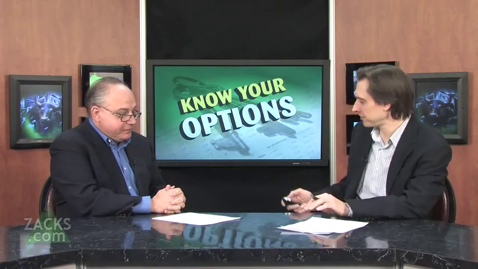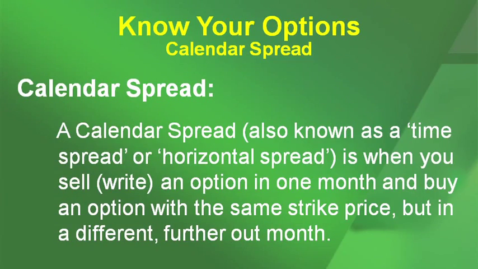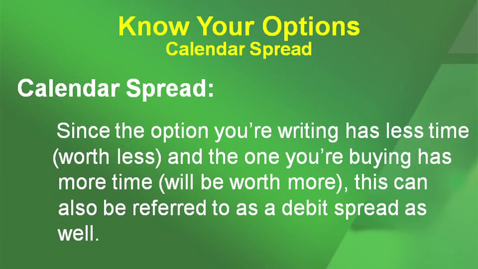All right, I got a couple of slides here, so let's check them out. A calendar spread, which is also known as a time spread or horizontal spread, is when you sell or write an option in one month and buy an option with the same strike price but in a different month that is further out, okay? Since the option you're writing has less time, it's going to be worth less, and the one you're buying has more time, that's going to be worth more. This can also be referred to as a debit spread.